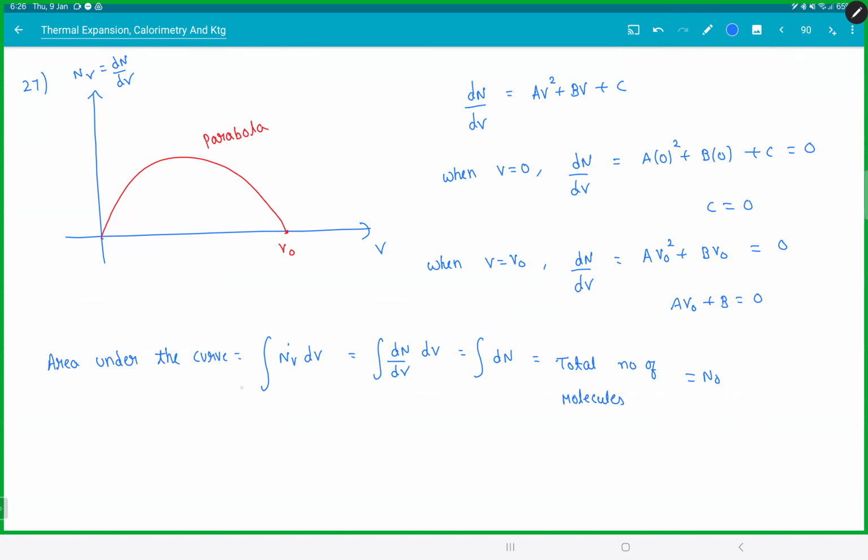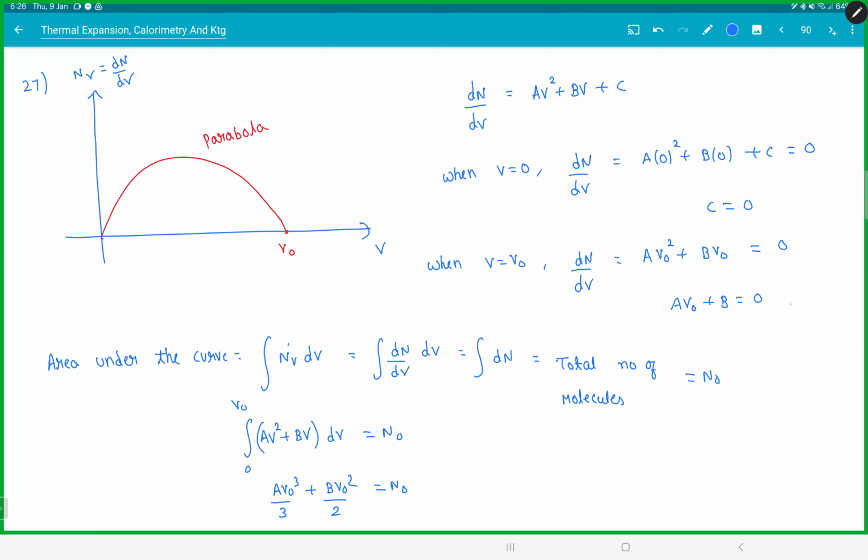So how do you find area under the curve? The area under the curve will be the integral. The function is av square plus bv, C is 0 anyway, into dv, from 0 to v naught, must be equal to n naught. Is that making sense? We already proved C is 0. Integrating this, how much is this? This is av naught cubed by 3 plus bv naught square by 2 is equal to n naught.